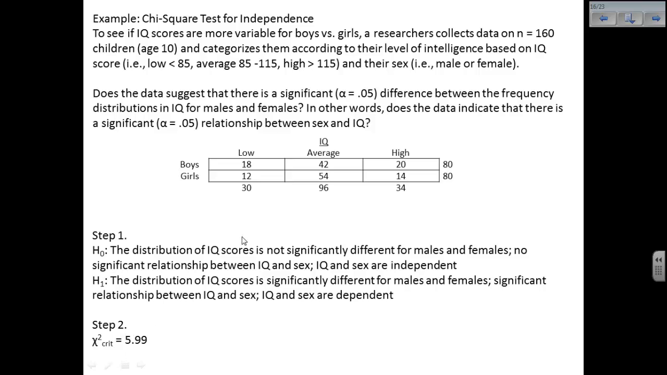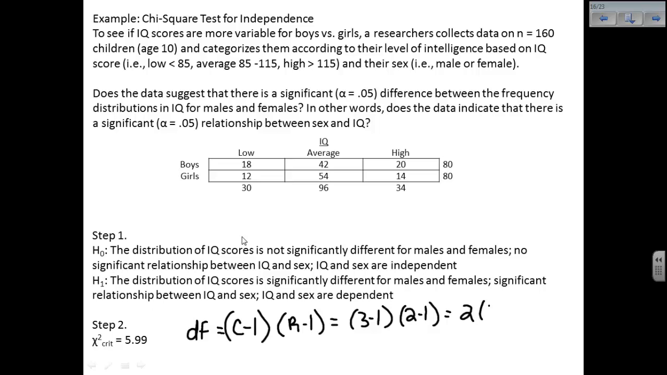Here, for step 2, your critical value. First, you need to know your degrees of freedom. And remember, the degrees of freedom for a chi-square test of independence is equal to the number of columns minus 1 times the number of rows minus 1. Well, here we have 1, 2, 3 columns, so 3 minus 1 times 1, 2 rows, 2 minus 1. This becomes 2 times 1 is 2. And we already found the chi-square for degrees of freedom 2. You just find 2 under degrees of freedom. Then you look for alpha level of 0.05, and you'll find a chi-square crit of 5.99.